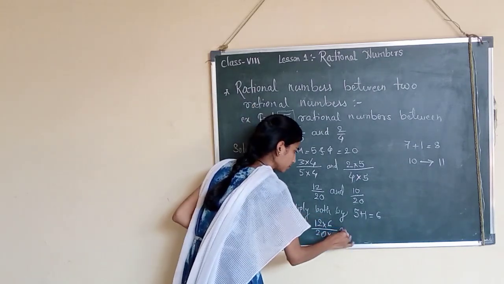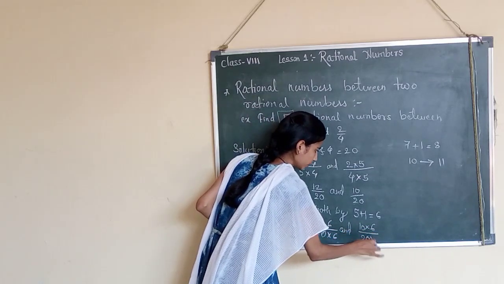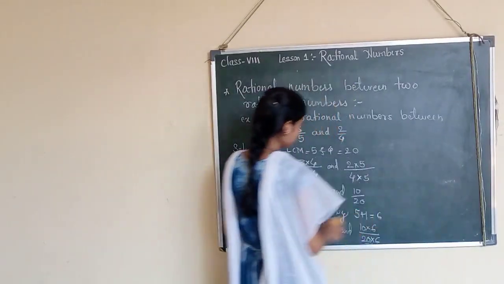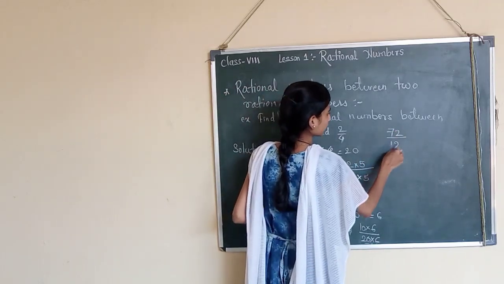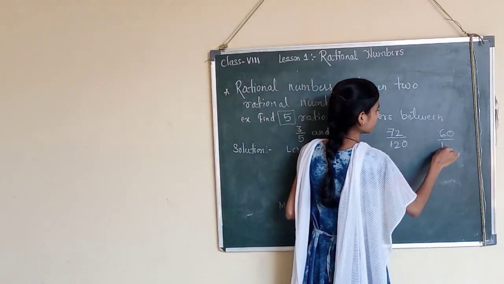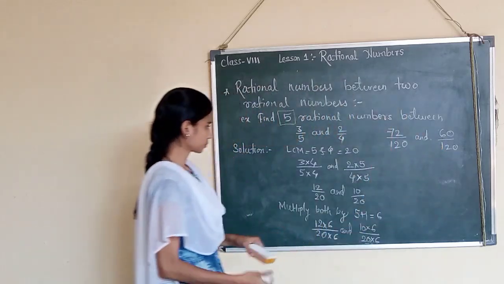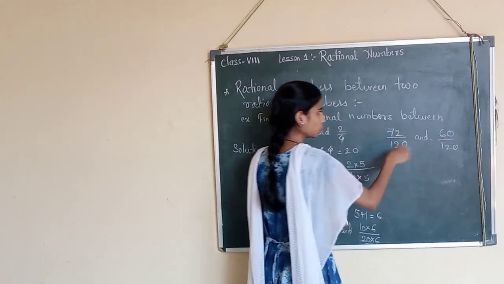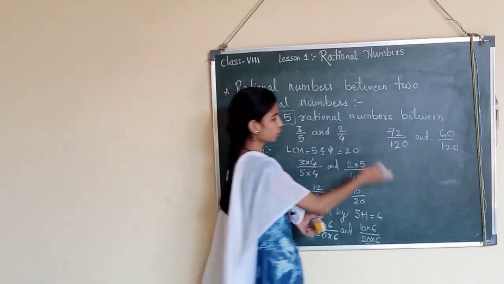and 10 into 6 divided by 20 into 6. Now see, 12 sixes are 72 by 120. Next, 10 sixes are 60 by 120. Okay. Now see, in between 60 and 72 there are more than 5 rational numbers. But what is required? 5 rational numbers.